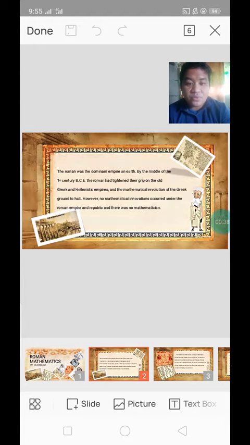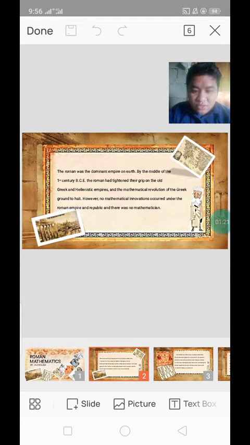The Roman Empire was the dominant empire on earth by the middle of the first century. They remained the titan that gripped the old Greek and Hellenic Empire, and the mathematical revolution of the Greeks ground to a halt. However, no mathematical invention occurred under the Roman Empire, and the Republic had no mathematician. So we all know that after the Greek and the Babylonian, the next generation is the Roman, who have an empire.